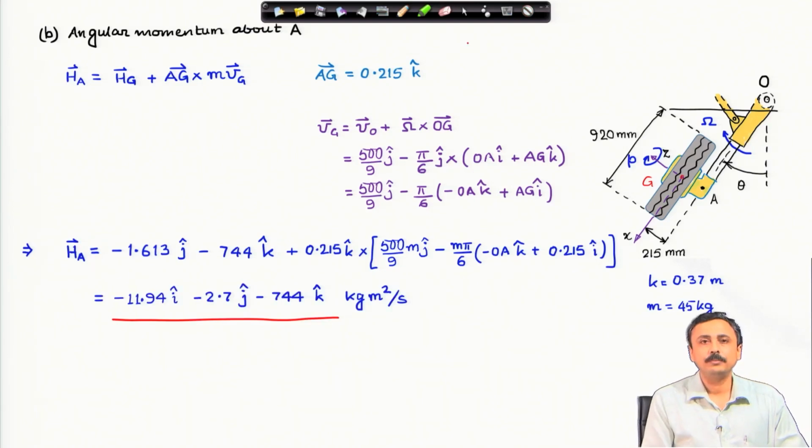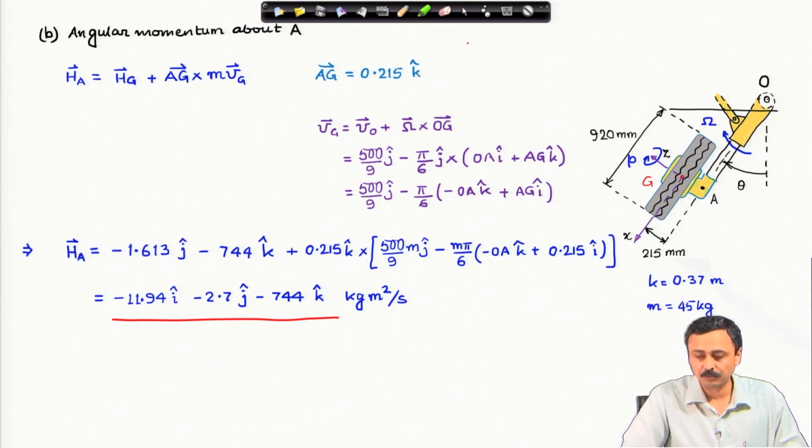We make a further step. I simplify and do this calculation, and this is what I get. This is the absolute angular momentum about A of the wheel.